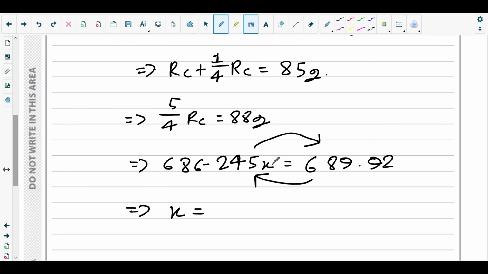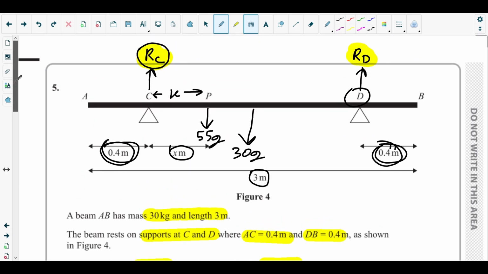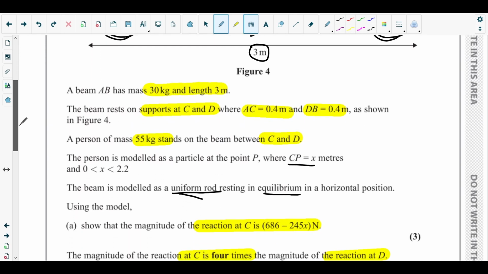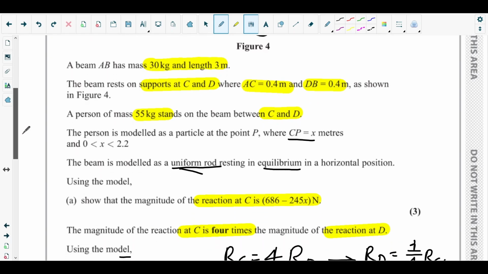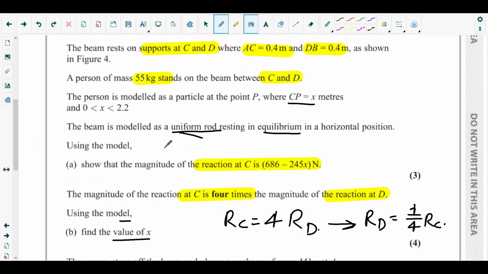Okay, why are we getting a negative value? 88 times 9.8 times 4/5. This is basically 689. Okay, let's have a look at it. Reaction at D is known, 55g, 30g. Okay, everything is fine there. 686 minus 245x.